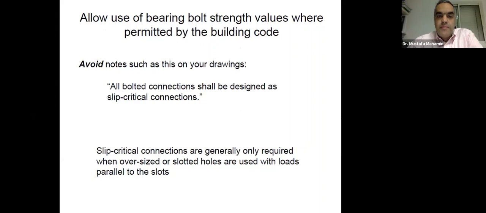Allow use of bearing bolt strength values where permitted by the building code. Avoid notes such as all bolted connections shall be designed as slip critical connections. I mean, there's no need for that. Use bearing type connections. Slip critical connections are used for certain applications.